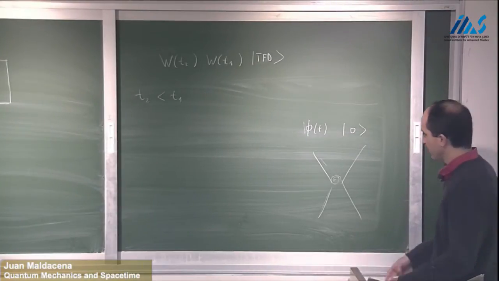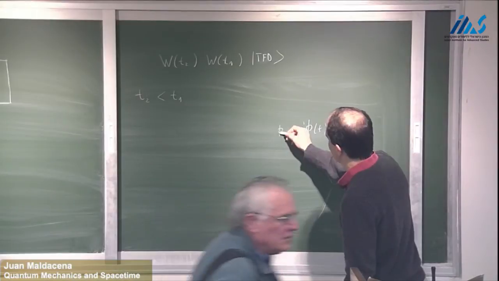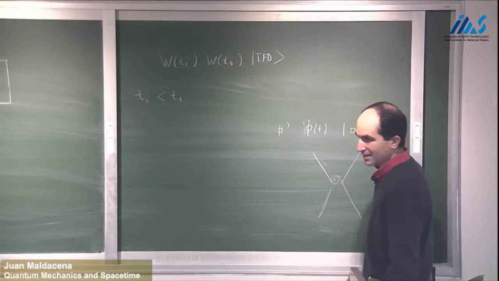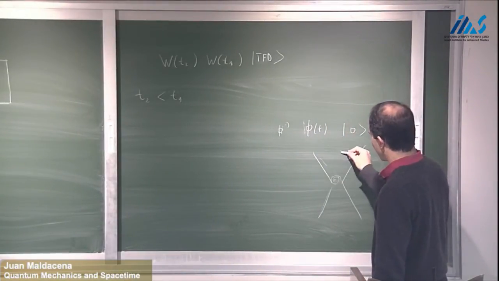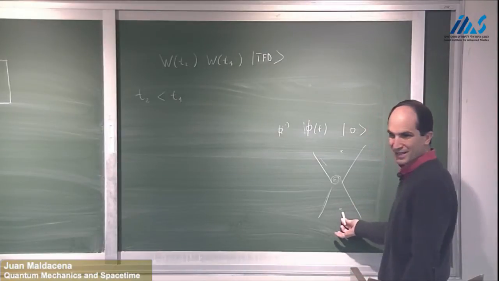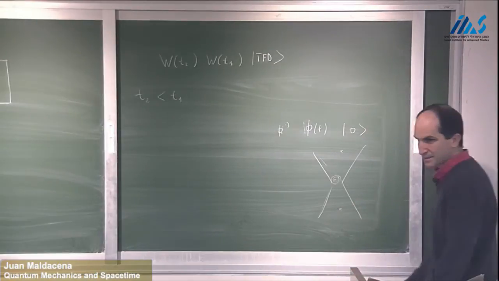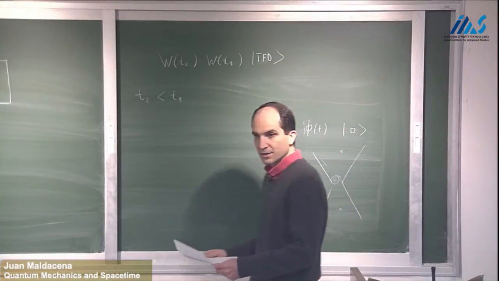But indeed, if you now consider, for example, the expectation value of some field in the presence of this state, of course, the expectation value will be non-zero in the past also. So it's not the retarded propagator.